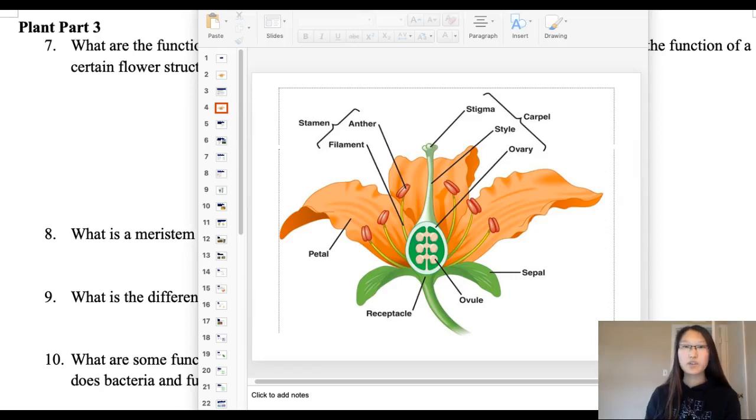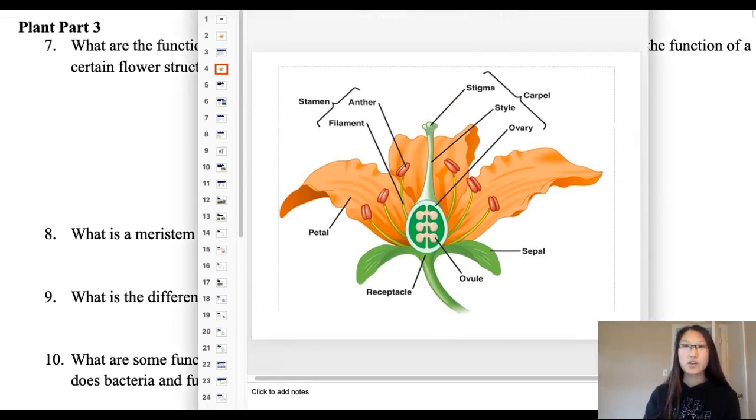Hello everyone, in this video we're going to go over plant part 3. The first question that we want to talk about is the different parts of a flower and the functions of each part of the flower. So the word function means what does it do? What is it good for? What is the use of this one thing?